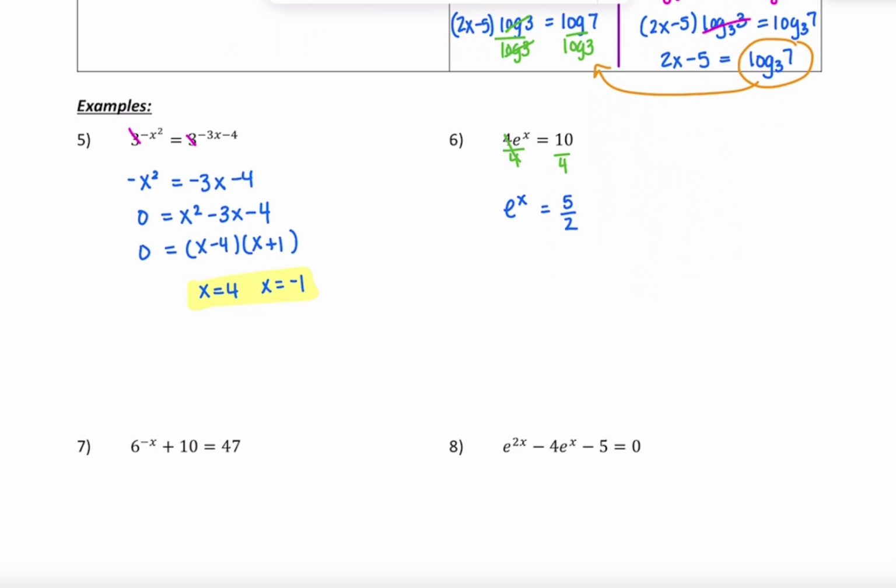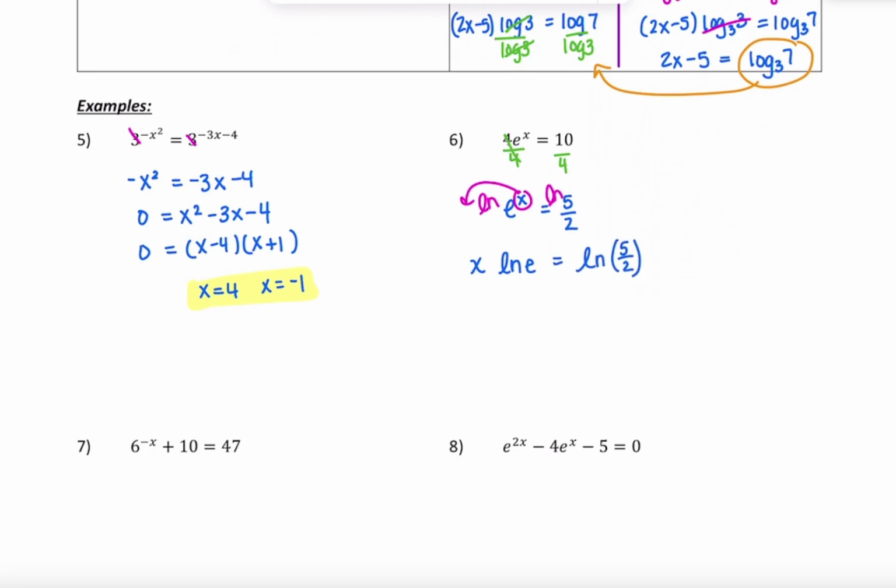So for this problem, I'm going to take the log of both sides. Now, if you have e in the problem, the easier log to take will be ln. So whenever I see an e and I have to take the log of both sides, I would choose ln. And I'm going to show you why in a minute. So I'm going to take the ln of both sides. And then I'm going to bring this exponent down. So this is x times the ln of e equals the ln of 5 over 2.